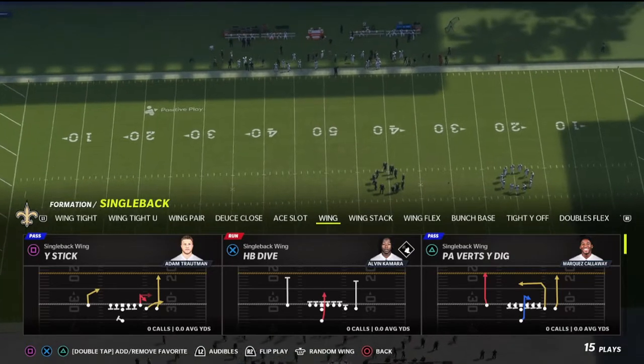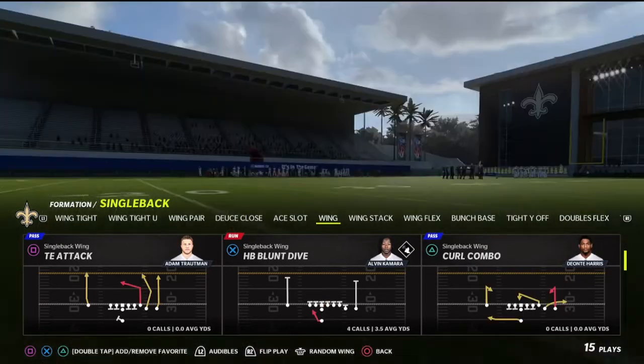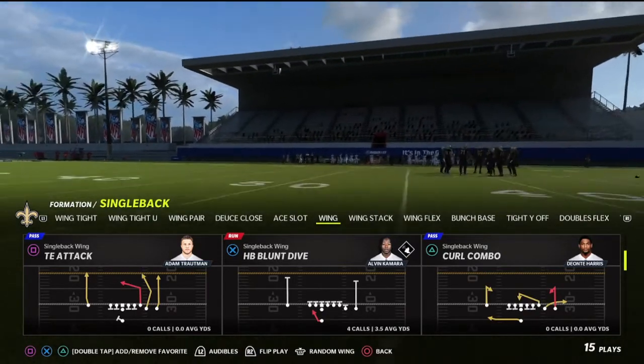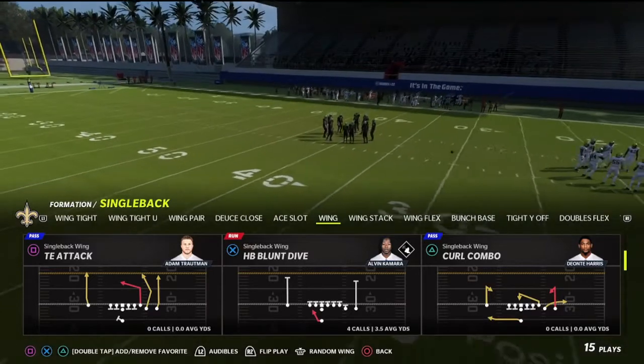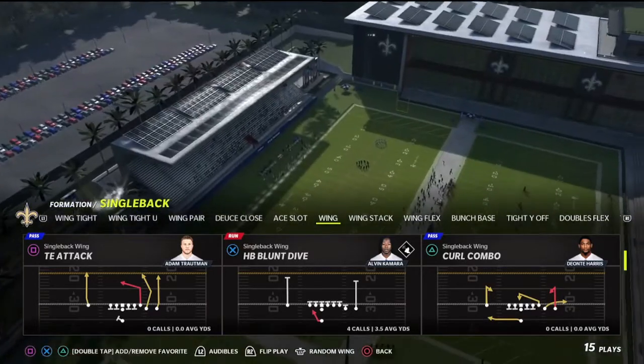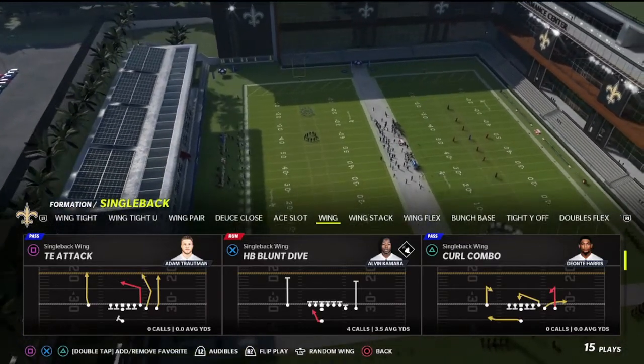So like verts and dig. So I would go into play action, verticals, and dig, okay? And yes, that can get kind of limiting possibly, but for the most part, like for example, tight end attack, that's a post play. Okay, that's just going to be a post play because the tight end is the main target, and that's going to be a post pattern to the tight end. That's what I would personally call that.